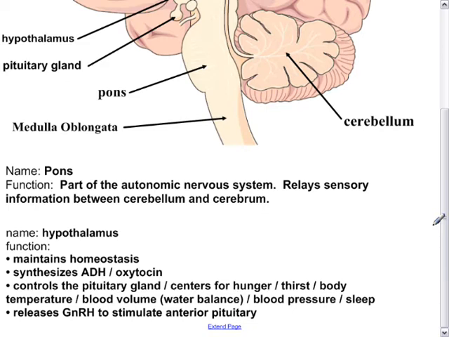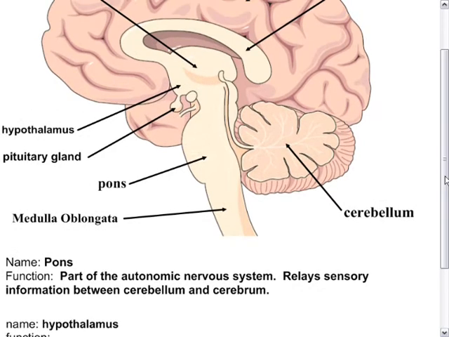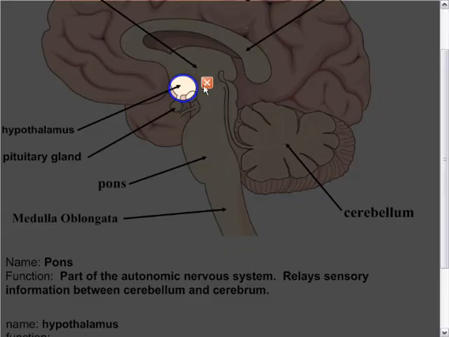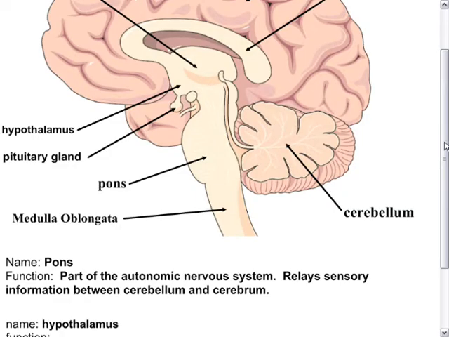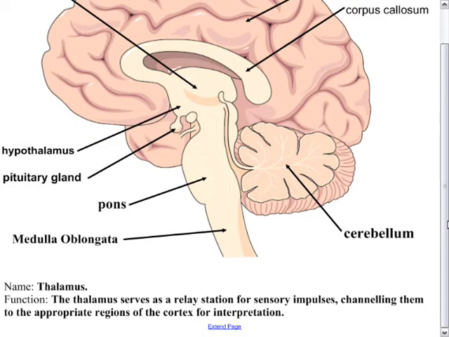It also releases GnRH to stimulate the anterior pituitary. Now the hypothalamus is located in this region, and the pituitary gland is located right underneath it here. Hypothalamus, pituitary gland, and as we'll see later, the thalamus is up here, which is why this area is called the hypothalamus. And now for our next slide, the thalamus.